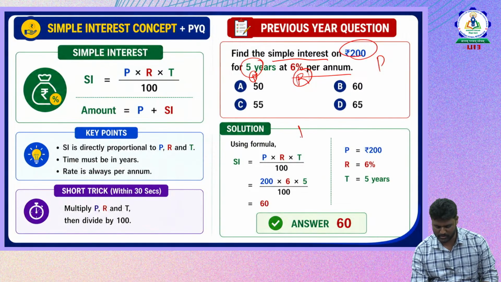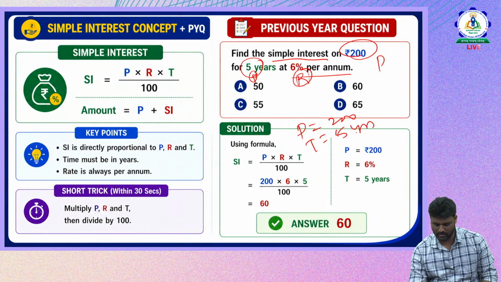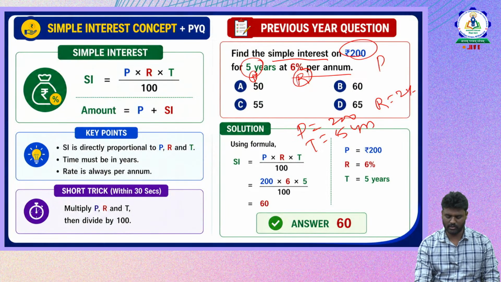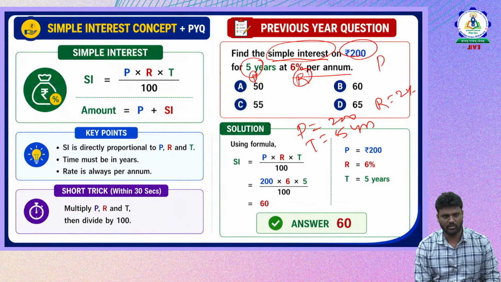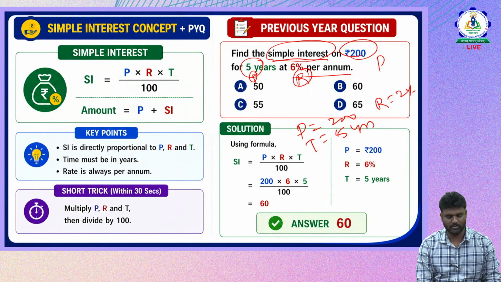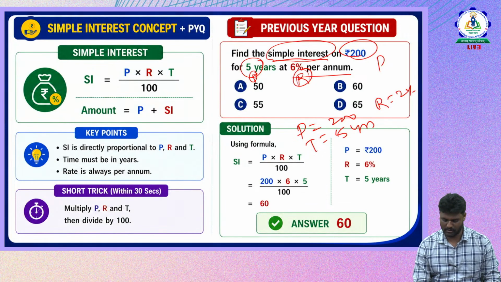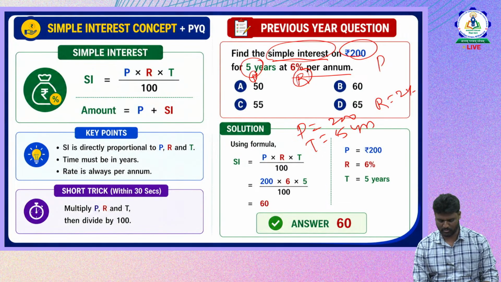Okay, so the principal P is equal to 200, the time is equal to 5 years, and the rate is equal to 2%, they have given. So what do we need to find out? We need to identify the simple interest. If you know the simple interest formula, SI is equal to PTR by 100, principal, rate, time. If you identify that, we'll get the simple interest.